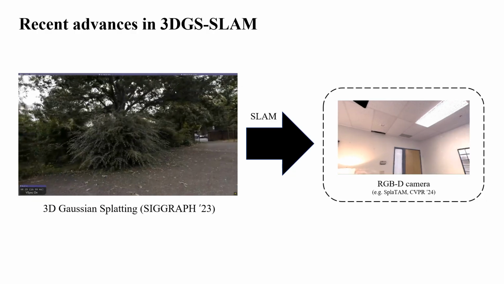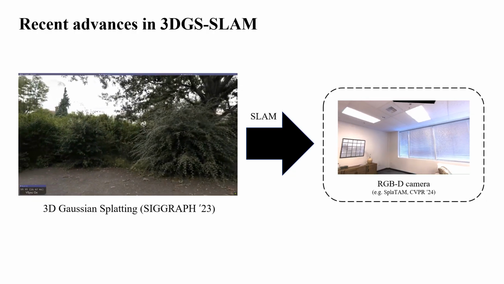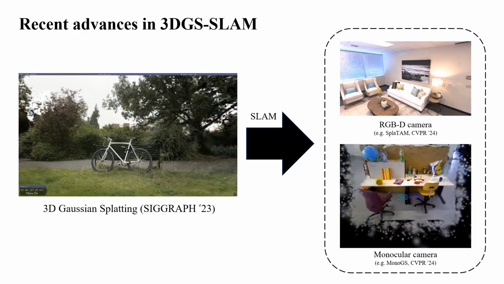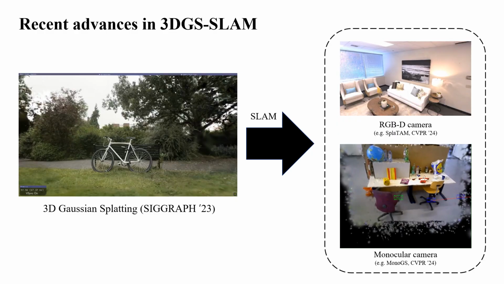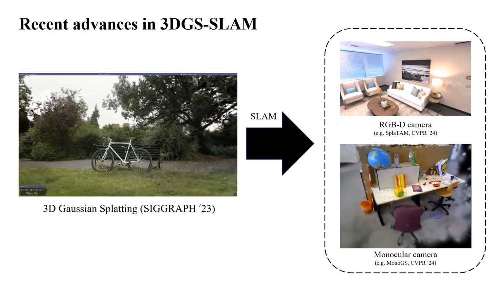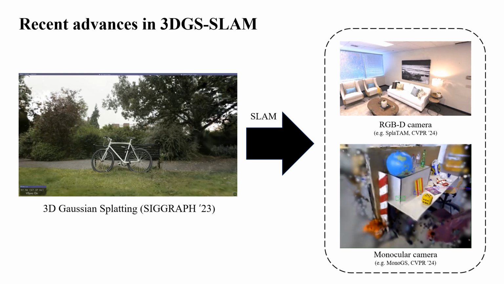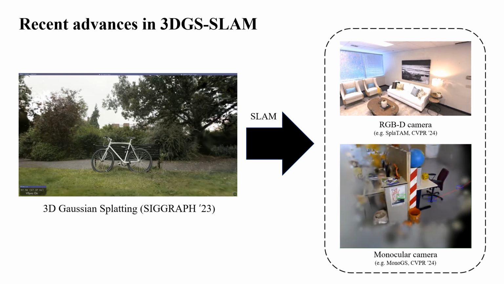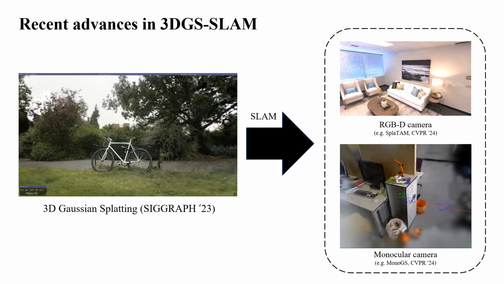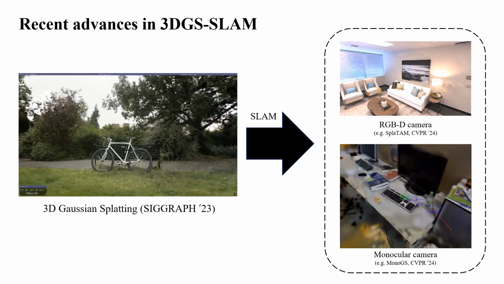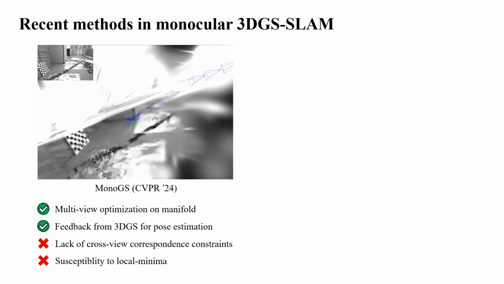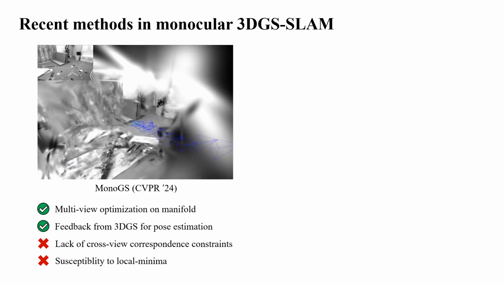For instance, the method based on RGBD camera, which can provide depth measurements, have been extensively researched. Meanwhile, 3DGS SLAM based on monocular camera has also been explored. Several algorithms have shown that 3DGS can be successfully extended to monocular SLAM in environments confined to limited spatial scales. However, as the spatial scale increases, monocular 3DGS SLAM begins to struggle.